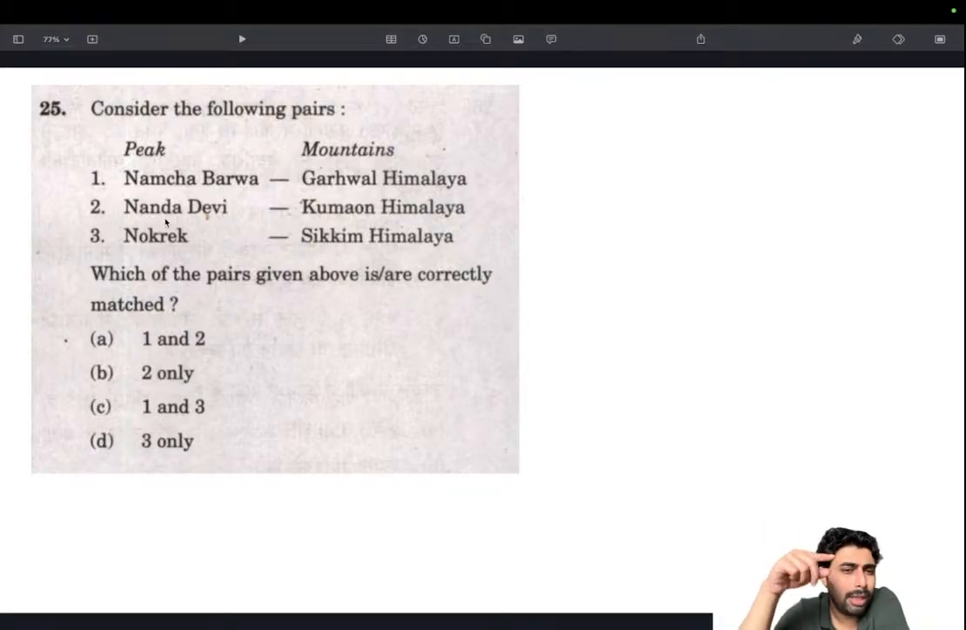So this could be wrong. Gadwal, from the name itself, we know that it's a Himachal or Uttarakhand based area. So it could be something else. As in, Namcha Barwa doesn't make sense. It's further on the eastern side of Himalayas. So I eliminated that and I arrived at the answer as B.